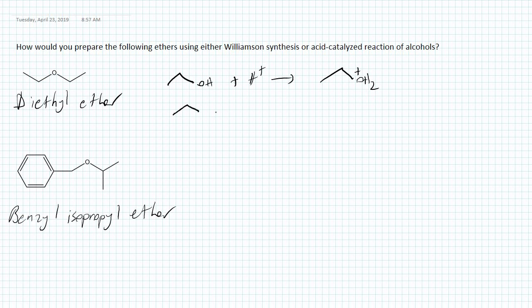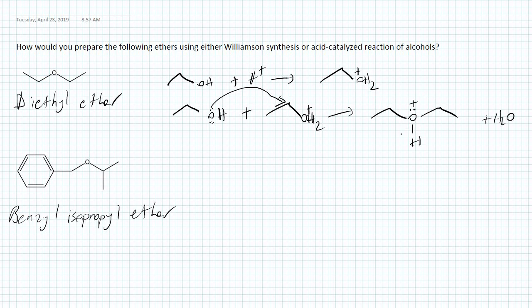In the second step, the same alcohol is going to react with protonated alcohol. Now the leaving group in the SN2 reaction is water. It's a good leaving group. So what's going to happen? Alcohol will act as a nucleophile, and the protonated alcohol will act as a substrate, and we will have an SN2 reaction, and we will generate a protonated ether plus water as a leaving group.